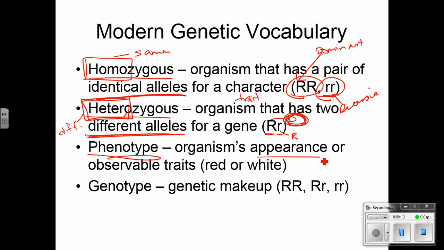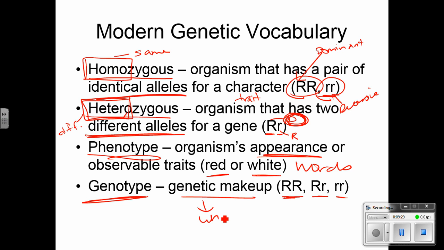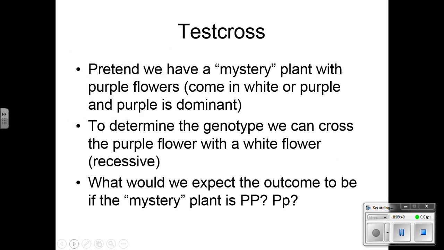Phenotype means the appearance. So what are you actually going to see, red or white? These are going to be the words, okay? And then the genotype is going to be the actual physical letters of what their genetic makeup is, what genes or what alleles they have. Make sure you know these vocabularies, and you can use them.